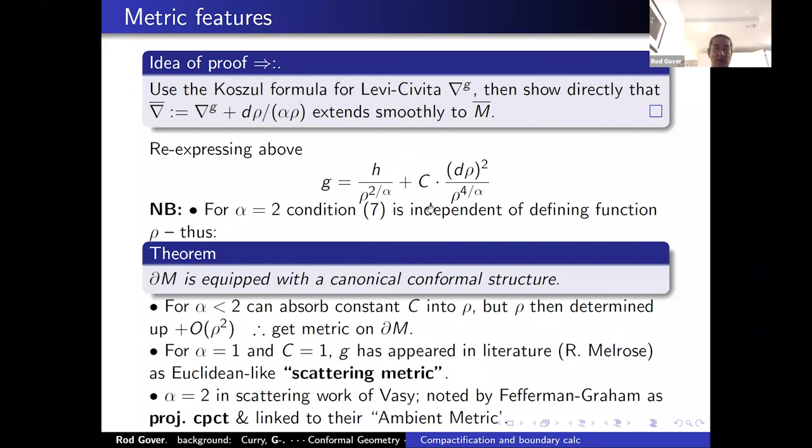Some other comments: when alpha equals 1 and C equals 1, this sort of metric appeared in the literature of Melrose's scattering, and he called it a Euclidean scattering metric because they're ones that are good for scattering. Alpha equals 2 is a lot in the scattering work of Vasy. And basically it's closely linked to the ambient metric. The Fefferman-Graham ambient metric, for those of you who know about it, I know Pavel, for instance, with Thomas Leistner and others, and Ian Anderson have been producing explicit ambient metrics recently. The ambient metric construction is actually a cone over a projective compactification. So when you produce those ambient metrics explicitly, you're also producing projectively compact things if you take this downstairs.